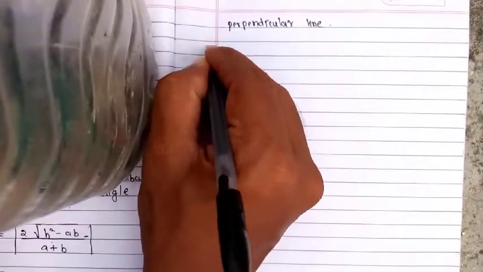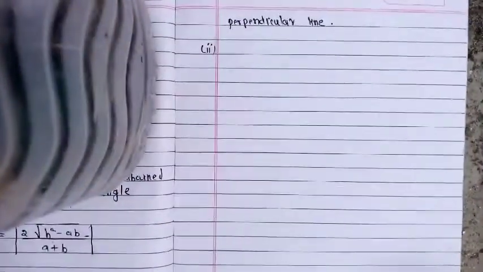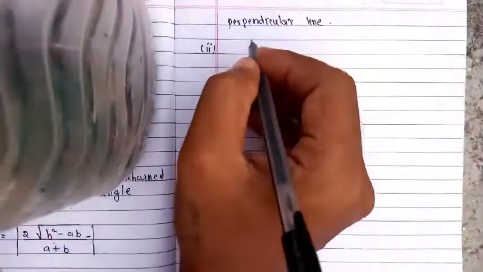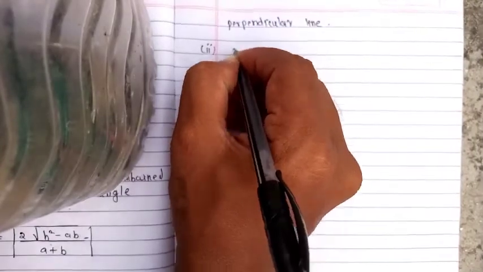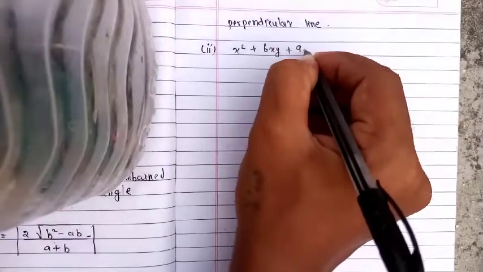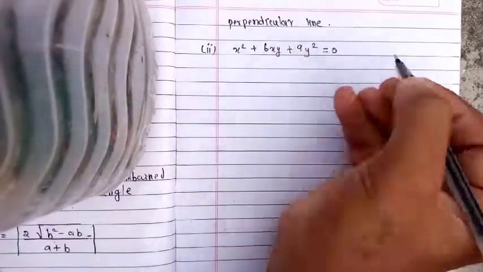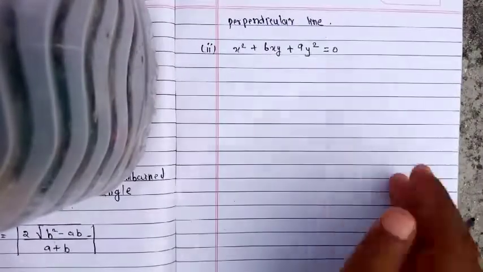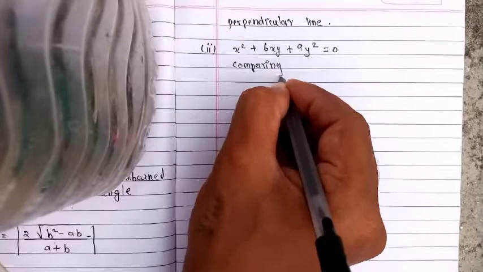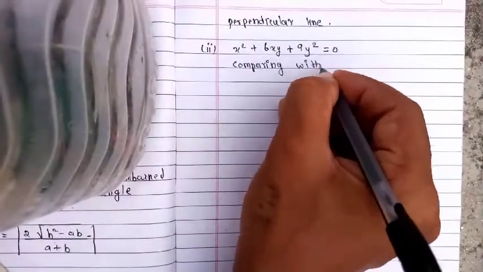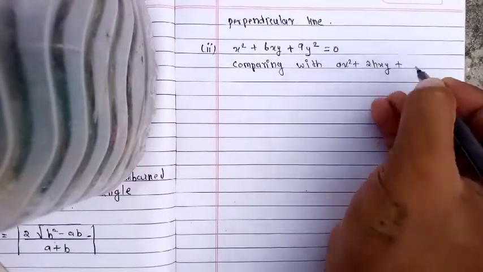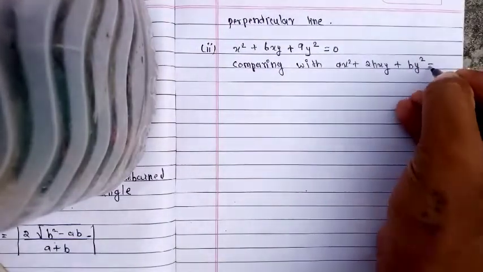Now question number 2: show that the lines represent coincident lines. The equation given is x square plus 6xy plus 9y square equal to 0. We have to check whether they are coincident or not, so we compare with ax square plus 2hxy plus by square equal to 0.